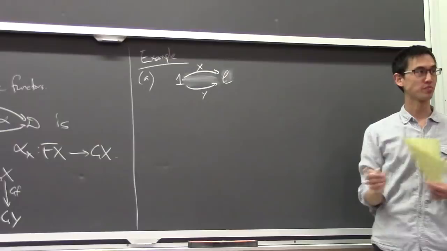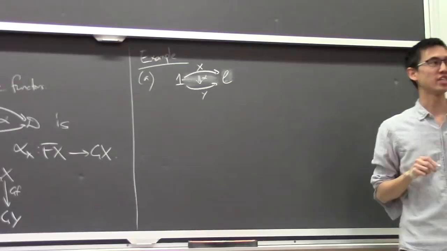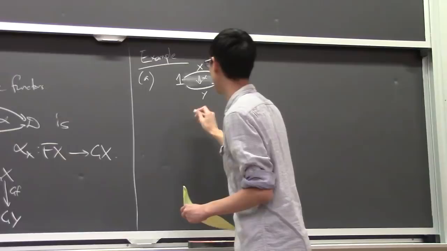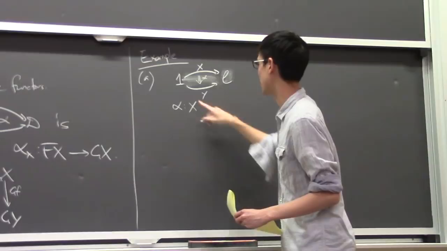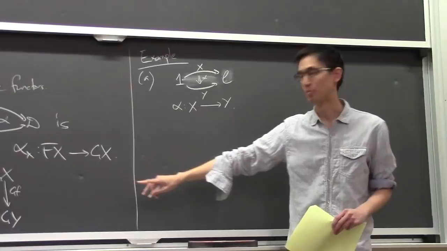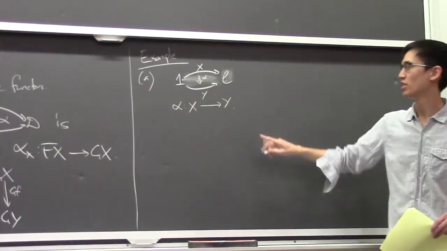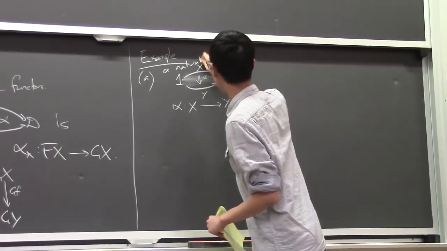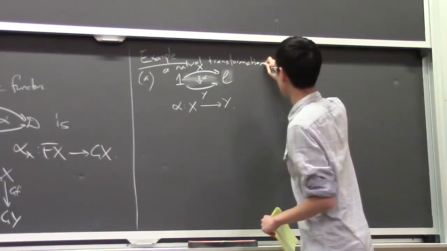And what is a natural transformation alpha between these two things? Well, it's a morphism from x of the unique object in here, which we call x, to y of the unique object in here, which we call y. Such that for all morphisms, but the only morphism in here is the identity morphism, and for that, this square immediately commutes. So a natural transformation from 1 to C is just a morphism in C.